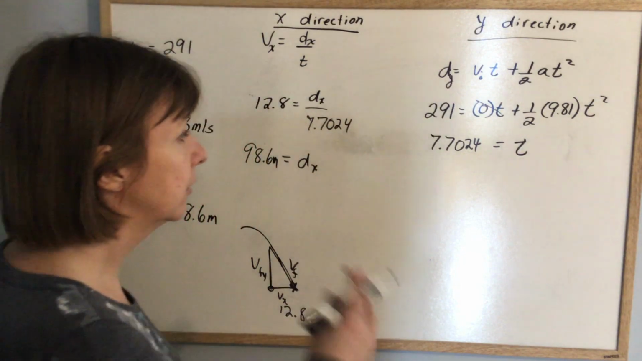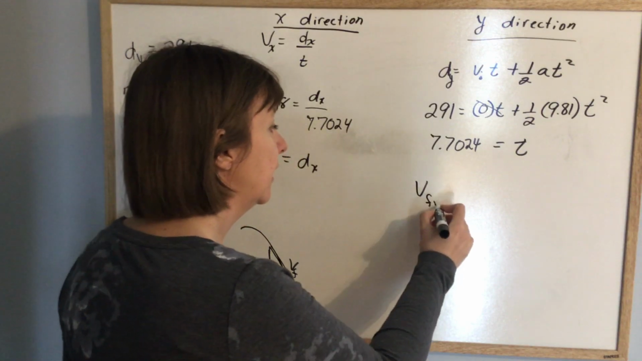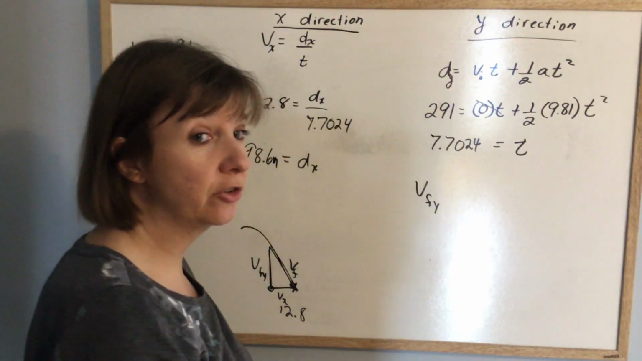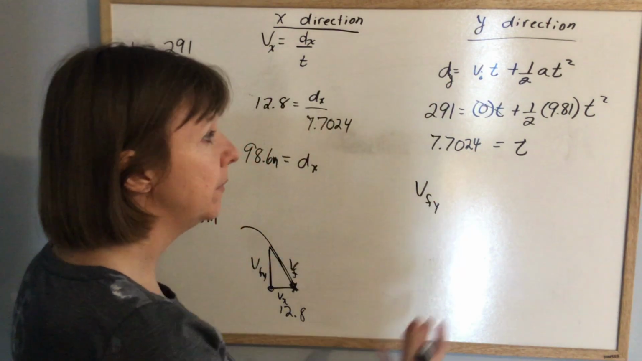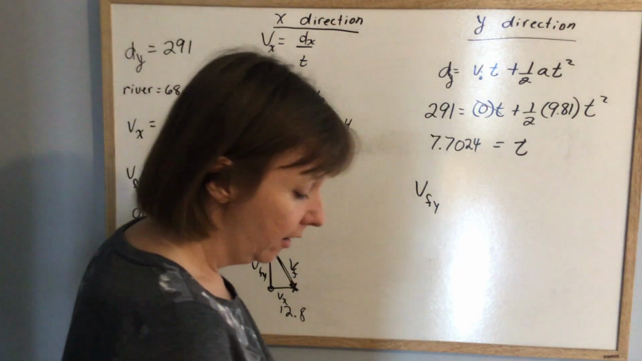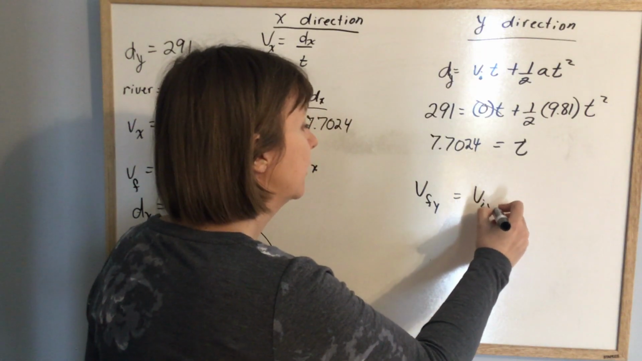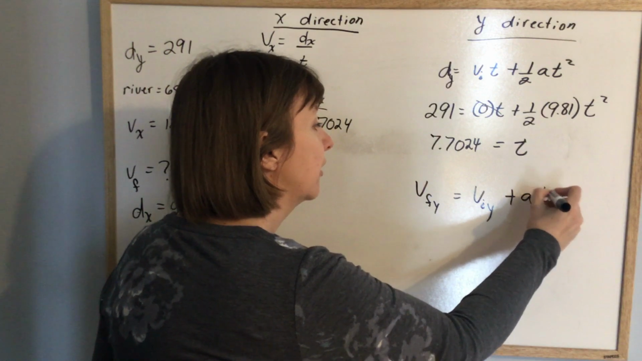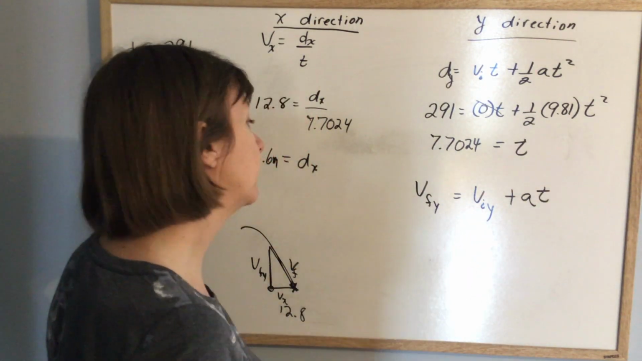Again, it's back there. You can look for it. But final velocity, and again, we're talking about the y direction, so that's why I'm putting it under the whole y direction section. You don't have to do it that way. I'm just trying to make it as clear as I can. Is equal to the initial velocity in the y direction plus acceleration times time. That should be in your list of formulas somewhere. If it isn't, add it now.